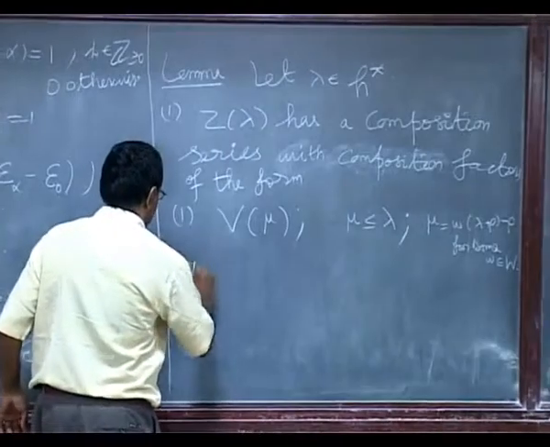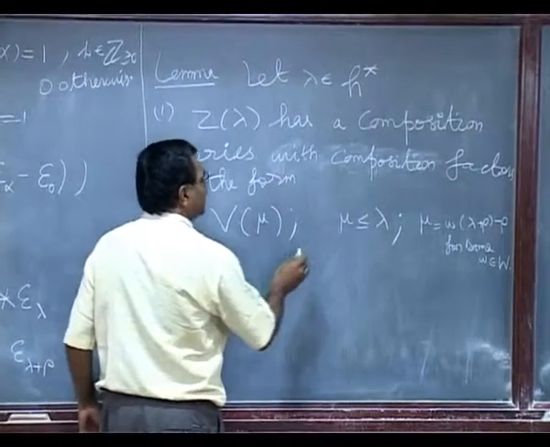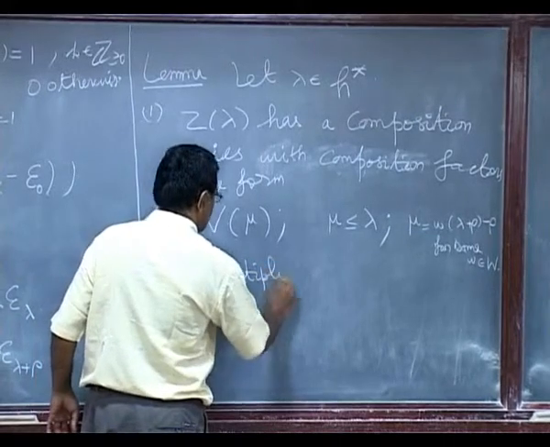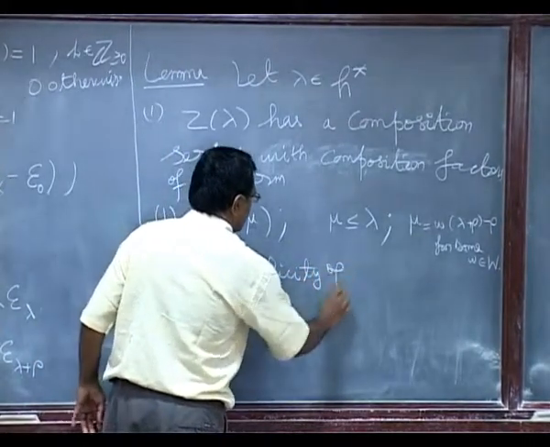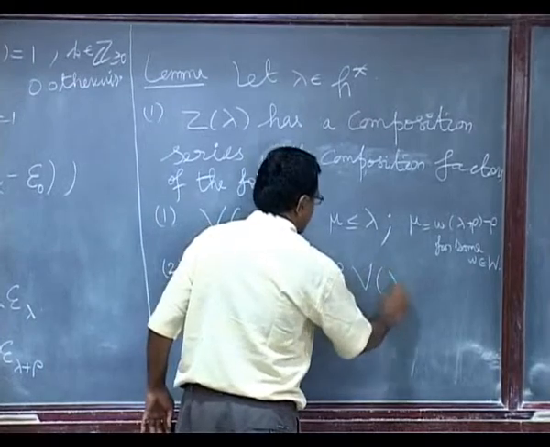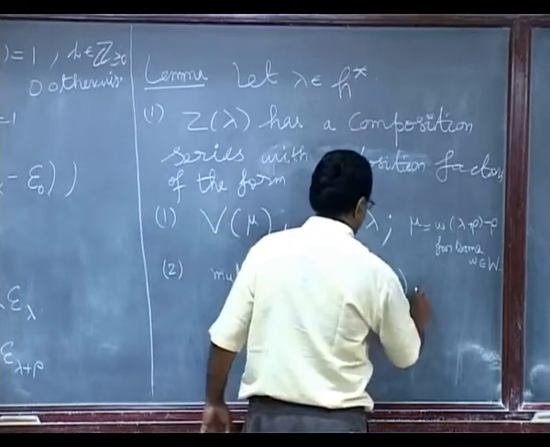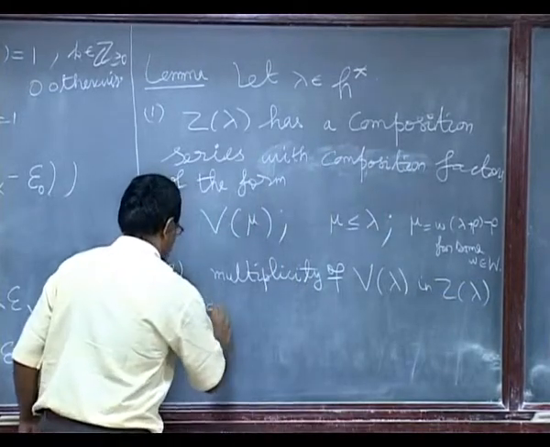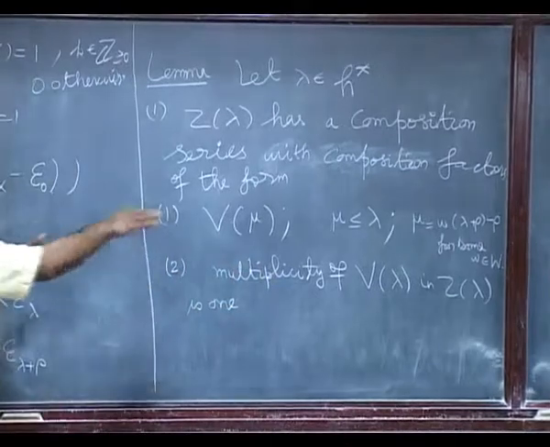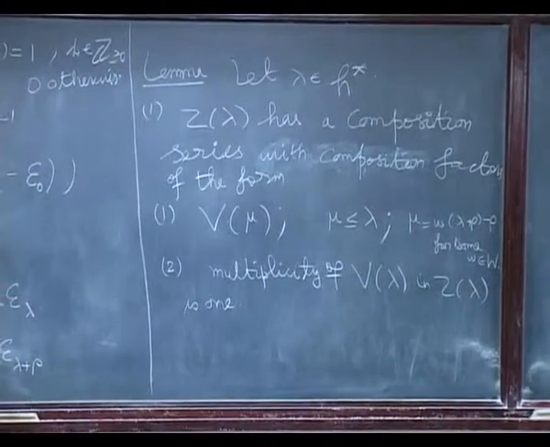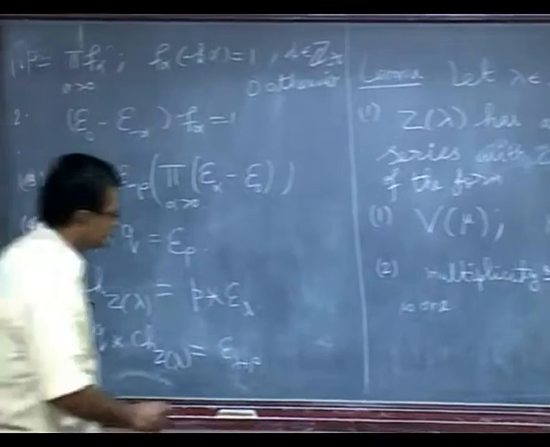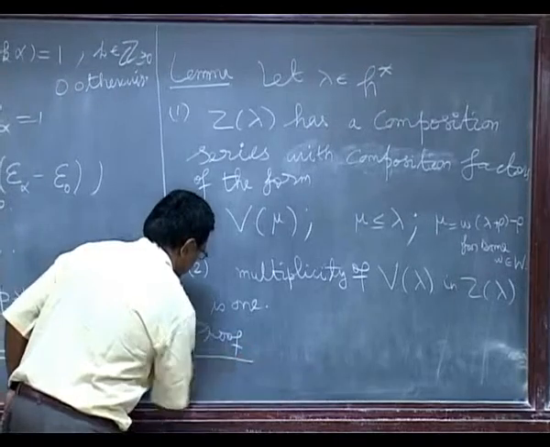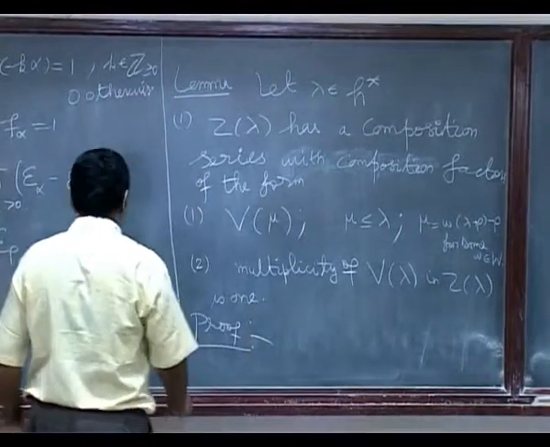And second thing is of course, the multiplicity of V lambda in Z lambda is 1. So, by this I mean in the composition series the factor V lambda appears only once. So, okay. So, we just give a sketch of the proof of that.